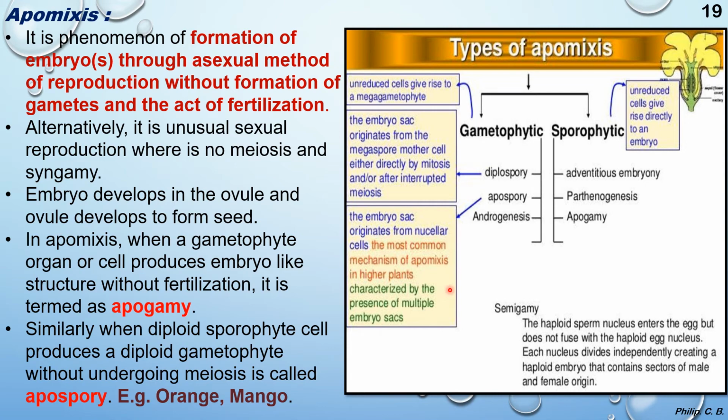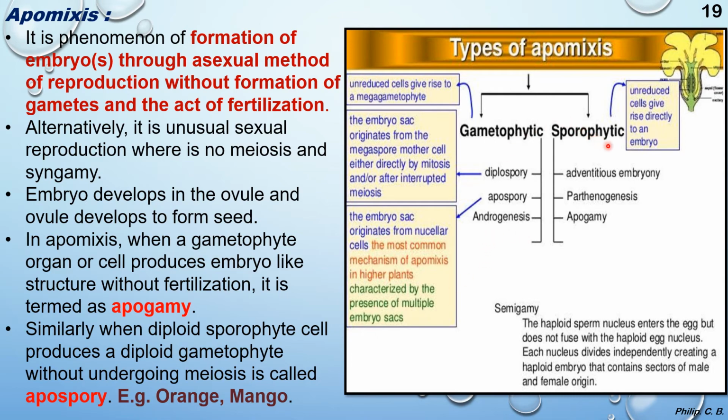So just to make it clear, I put a chart image of types of apomixis: gametophytic, sporophytic. In gametophytic, we can see here an unreduced cell gives rise to a megagametophyte. The embryo sac originates from the megaspore mother cell either directly by mitosis or after interrupted meiosis. Then apospory, the embryo sac originates from nucellar cells, the most common mechanism of apomixis in higher plants, characterized by the presence of multiple embryo sacs or androgenesis.